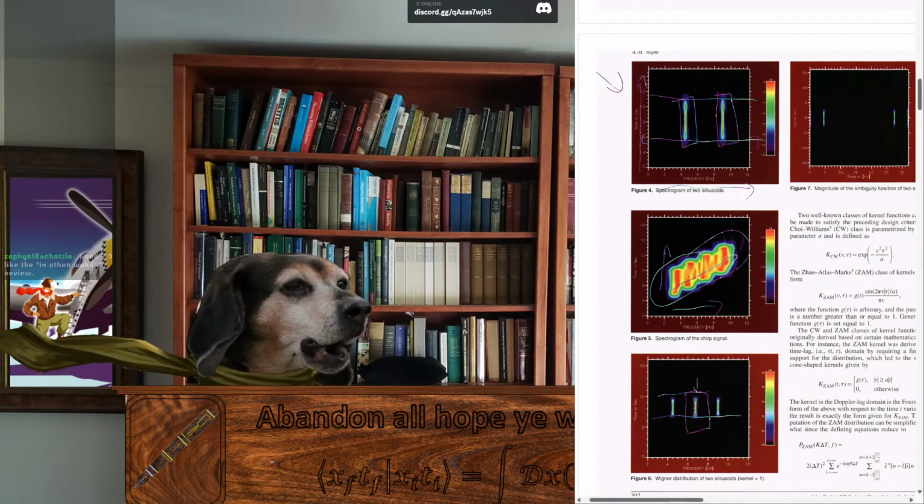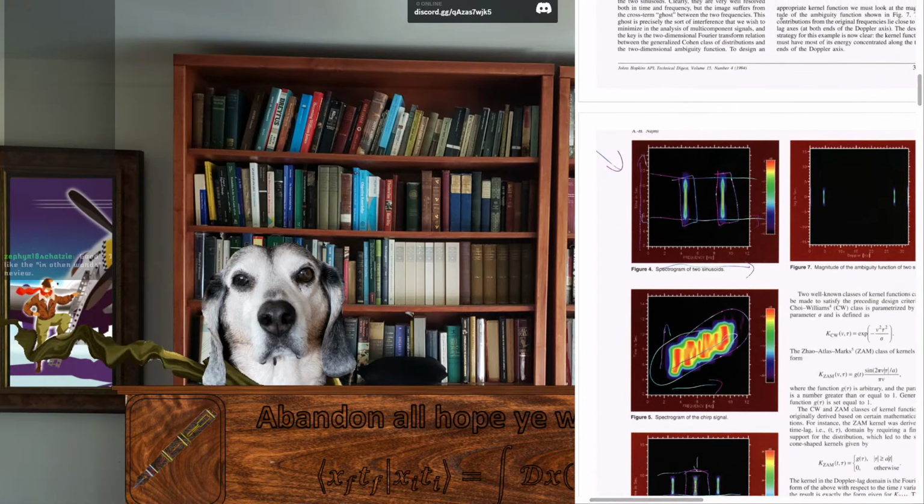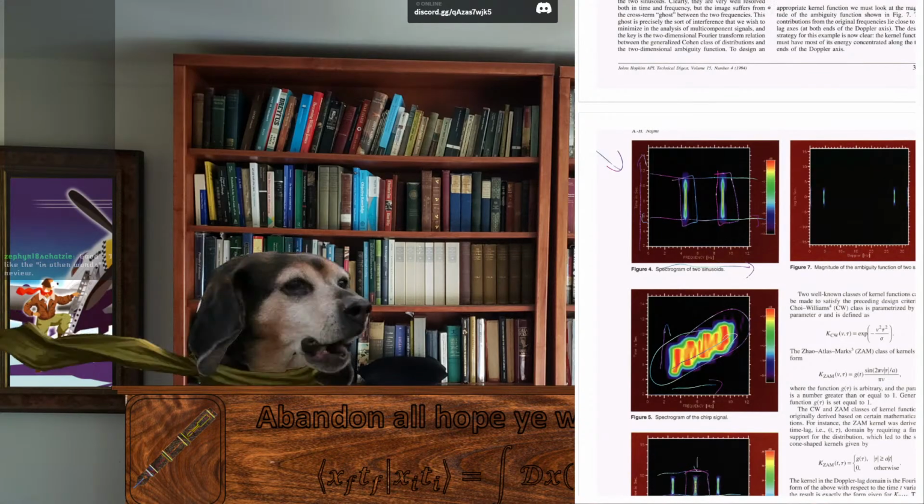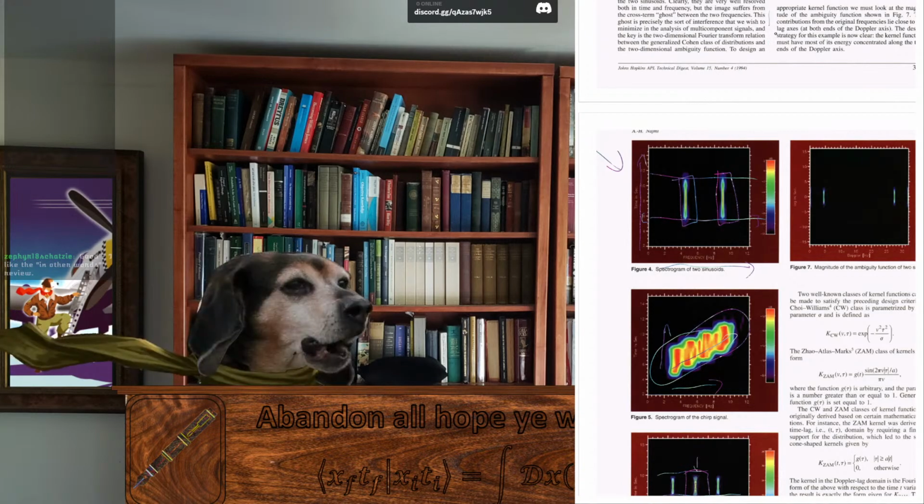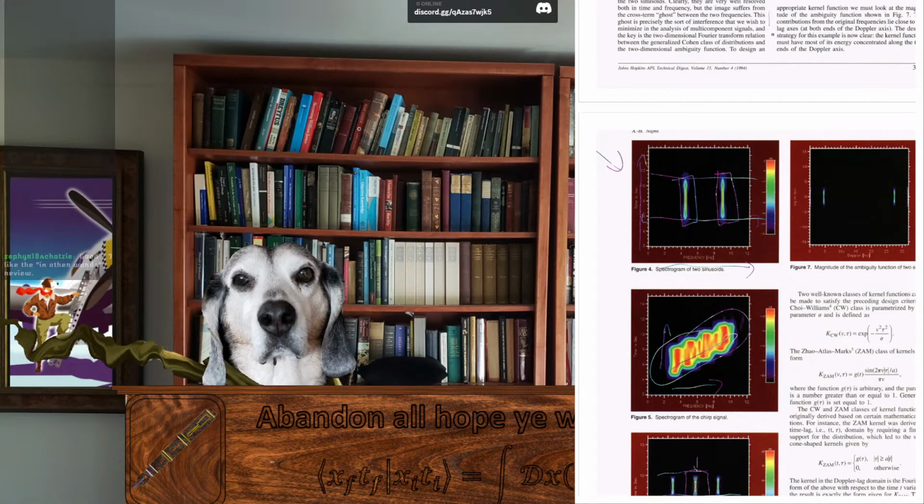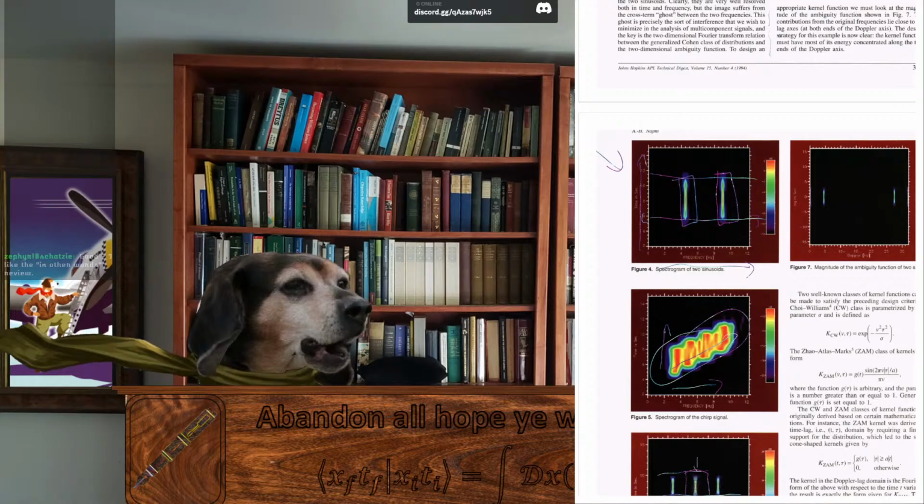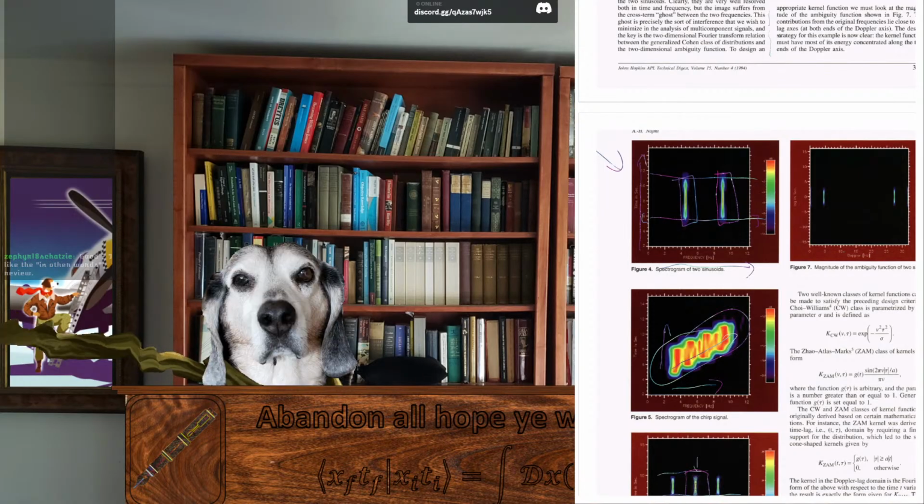Well resolved in both time and frequency, but the image suffers from the cross term ghost between the two frequencies. This ghost is precisely the sort of interference that we wish to minimize in the analysis of multi-component signals, and the key two-dimensional Fourier transform relation between the generalized Cohen class of distributions and the two-dimensional ambiguity function.